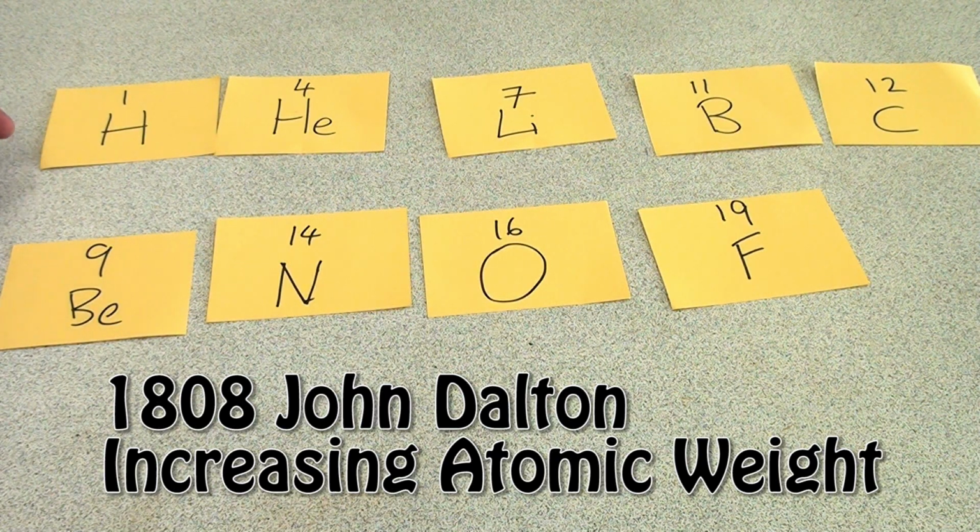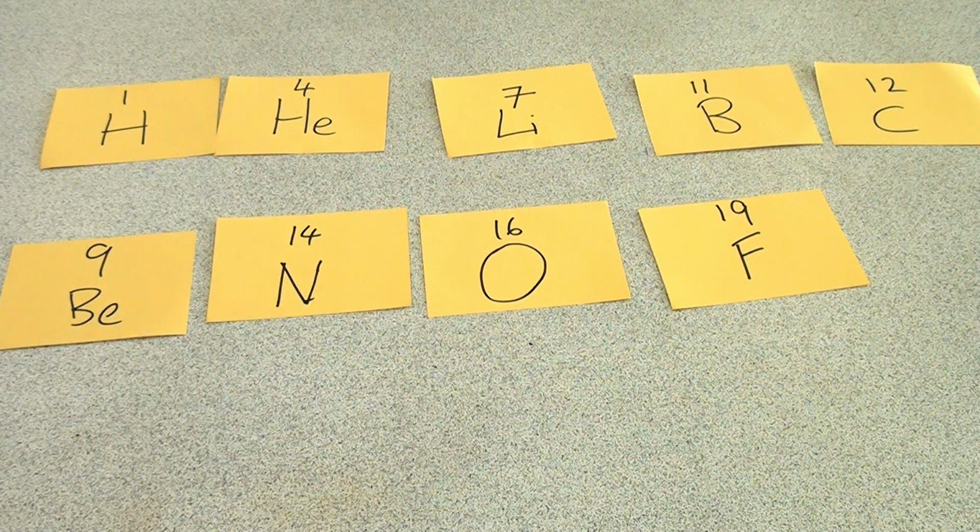So you can see here hydrogen 1, helium 4, lithium 7, and so on. Now his periodic table didn't look exactly like this. I'm showing you this to show how you can arrange the elements in order of increasing atomic weight. And that's exactly what John Dalton did to start with.